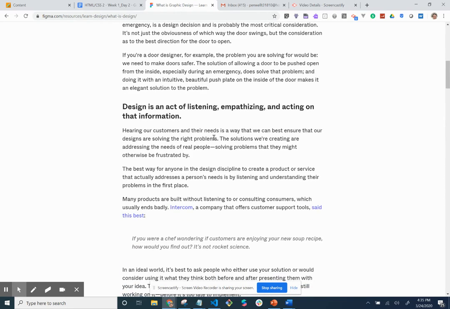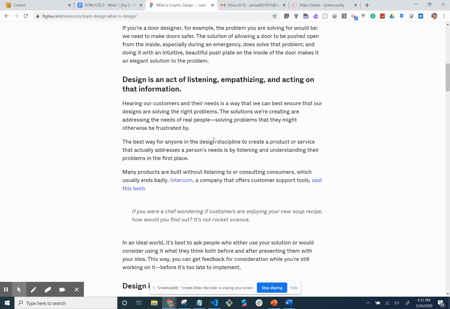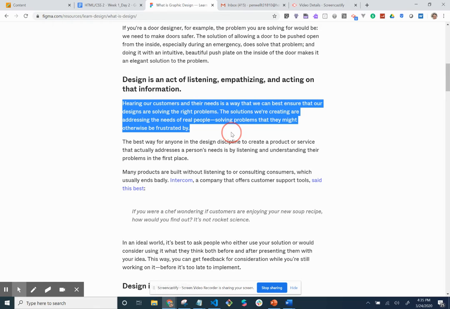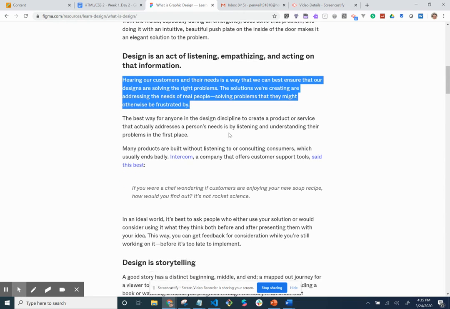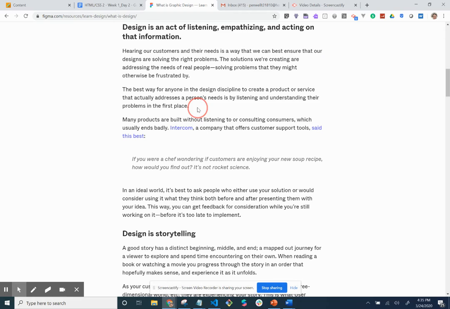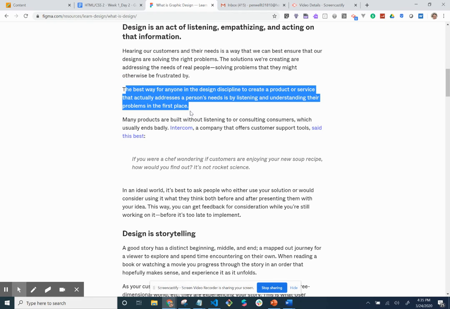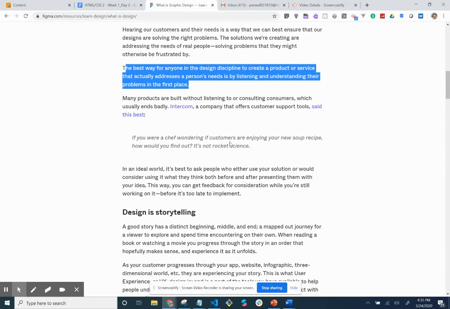Design is an act of listening, empathizing, and acting on that information. So hearing our customers and their needs is a way that we can best ensure that our designs are solving the right problems. The solutions we're creating are addressing the needs of real people. The best way for anyone in the design discipline to create a product or service that actually addresses a person's need is by listening and understanding the problems in the first place.